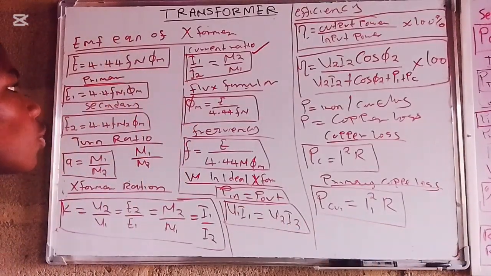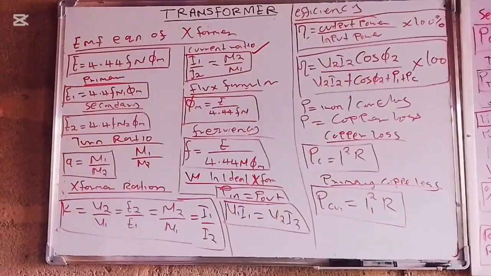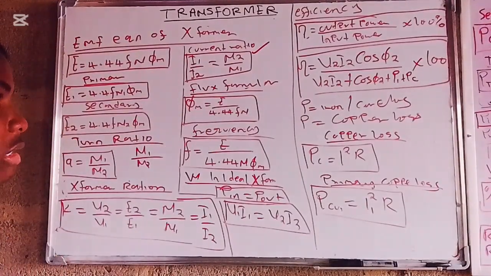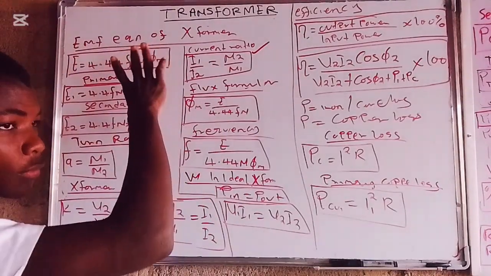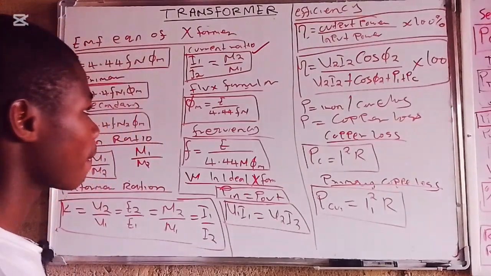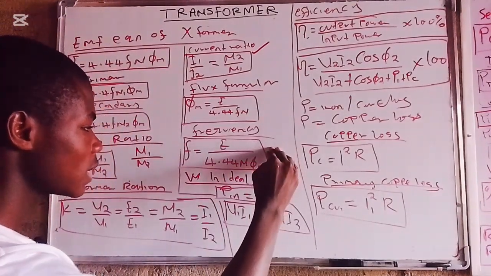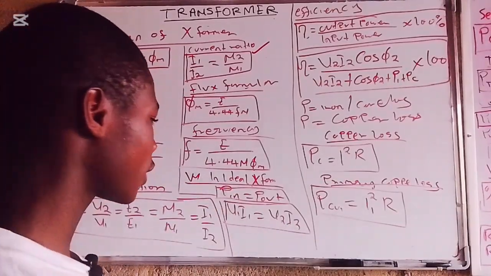So the next thing that you're going to do, we have the flux formula. If you are asked to find the flux, you can make the flux the subject of the formula from that formula that we did. The next thing is the frequency, also if you have to find the frequency, and we have the power in an ideal transformer.